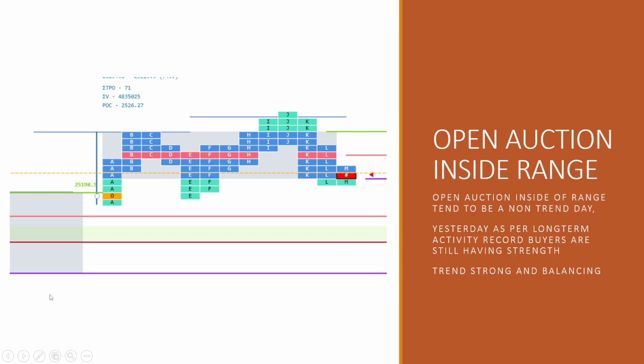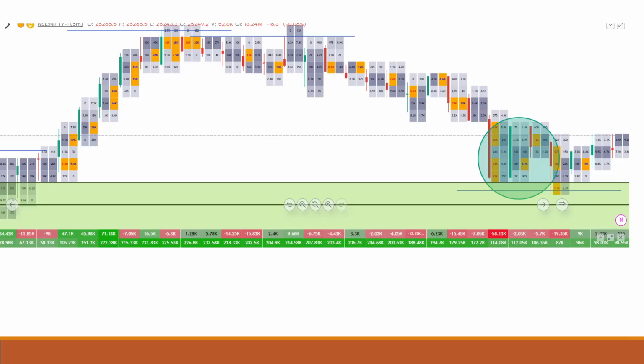It was inside the previous day value area. So whenever it opens inside the previous day value area, we need to expect a non-trend kind of day. And it was a non-trend kind of day. But we had a perspective that buyers will be in control. So I'll show how I took the trade.